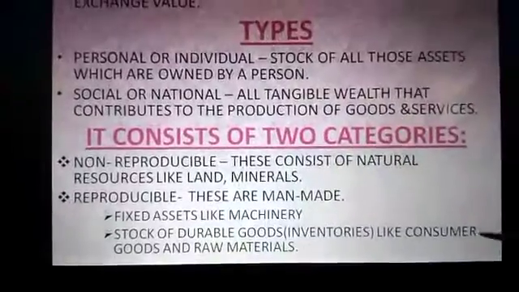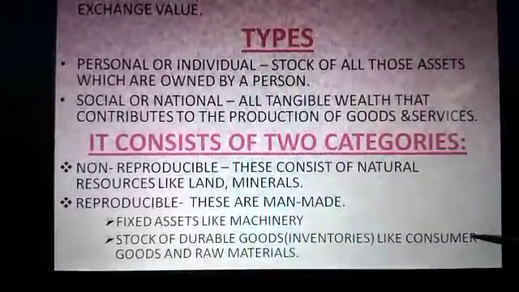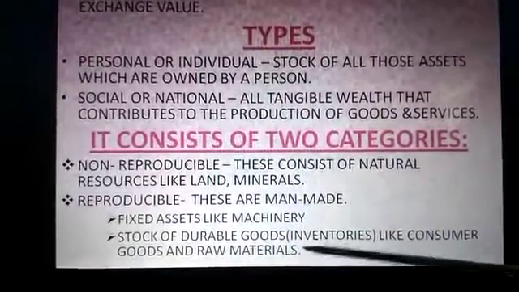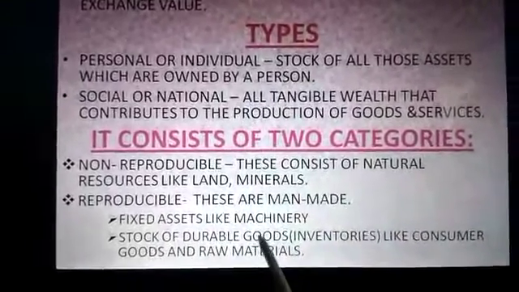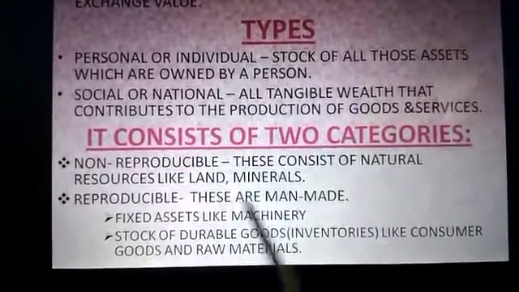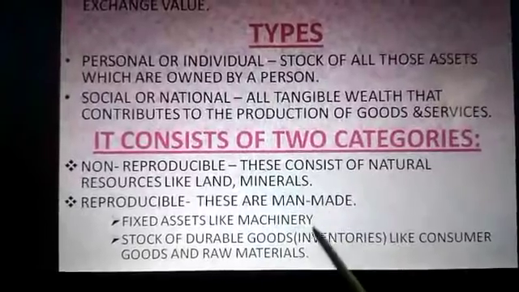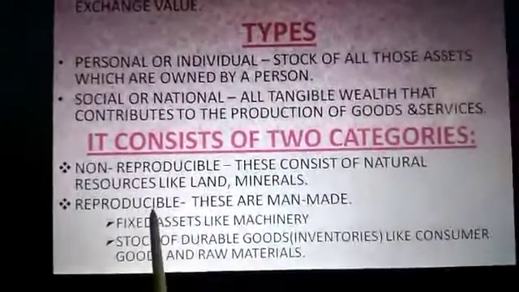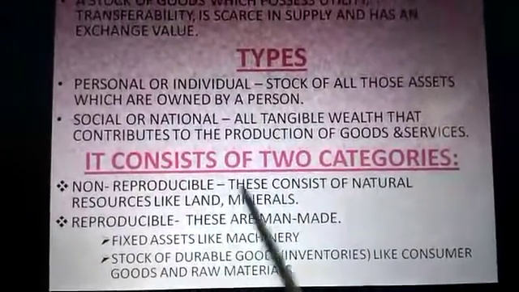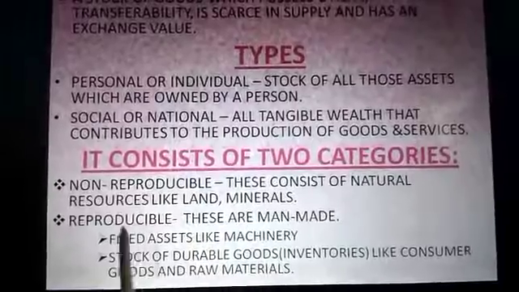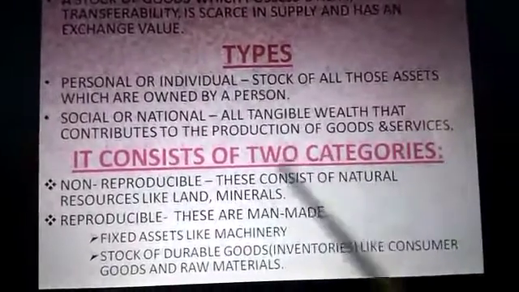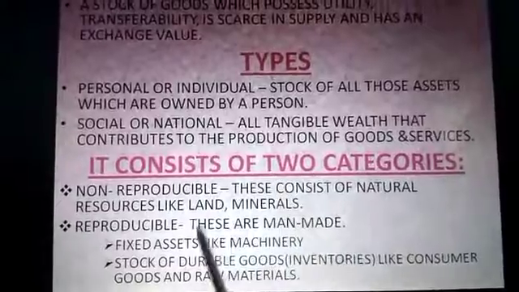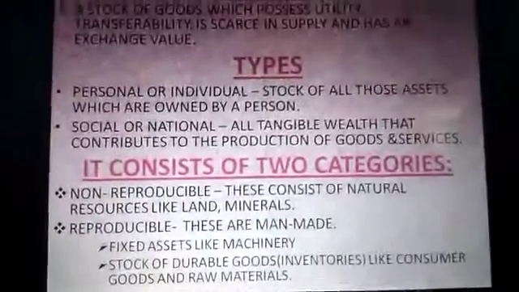Okay, you understood? Garments, dresses are the consumer goods. Raw material is the cotton or the thread. Okay, stock of all those durable goods plus any fixed asset a person has like machinery, tools, etc. comes under reproducible assets. And non-reproducible assets are the factory building, the land on which the factory building stands, iron and steel used in making machines. All those come under non-reproducible assets.